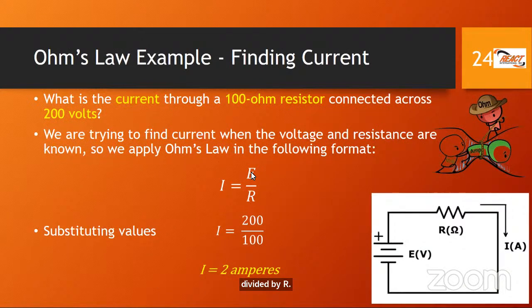So E, which is the voltage, electromotive force, 200 volts. R is what? You guessed it, the resistance. They told us it's a 100 ohm resistor. So we plug those in. E is 200, R is 100. Divide, and we get 2 amps. 200 divided by 100 is 2. So the current, or I, is equal to 2 amperes.